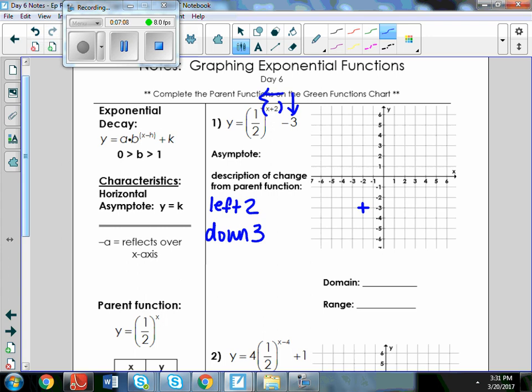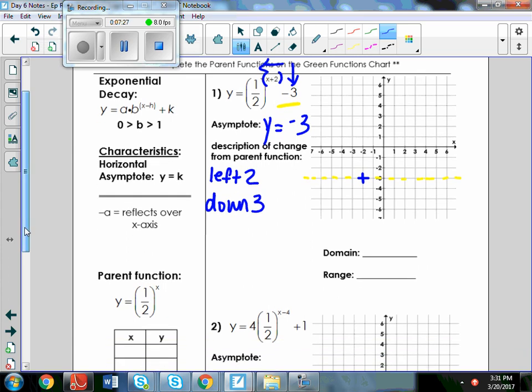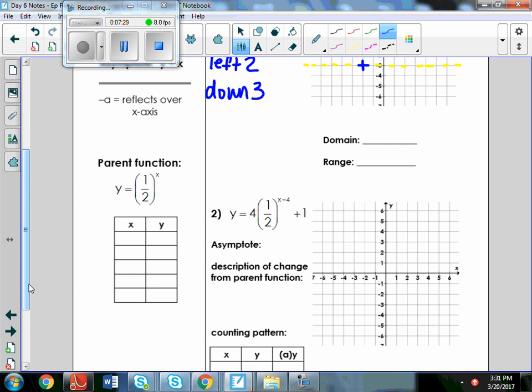Okay, from there, I can draw my asymptote. My asymptote matches my K value, so it's the equation y equals -3. I'm never going to cross that when I draw it. And I'm just going to use my counting pattern. These aren't actual points on my graph, but I'm going to use my counting pattern to graph it.